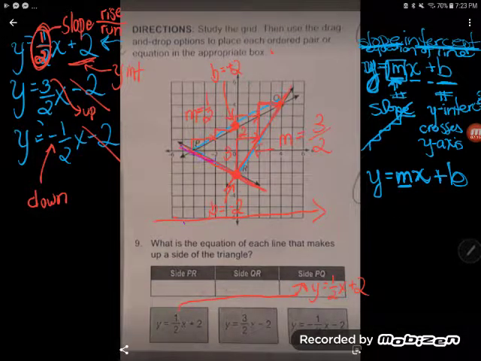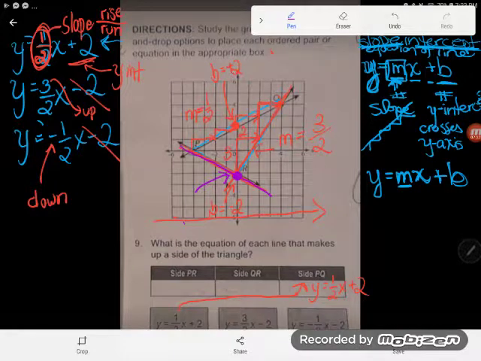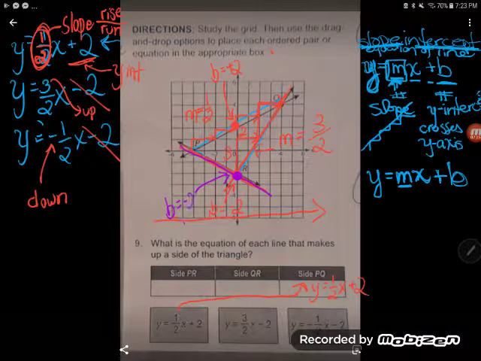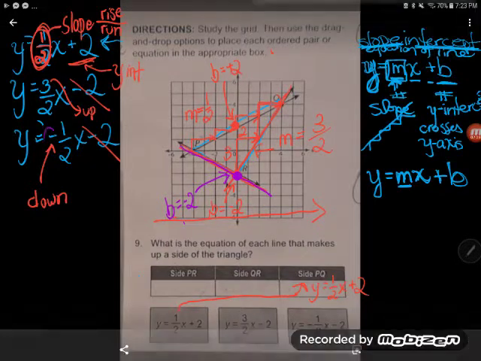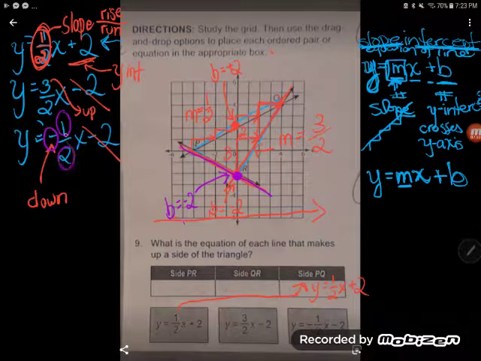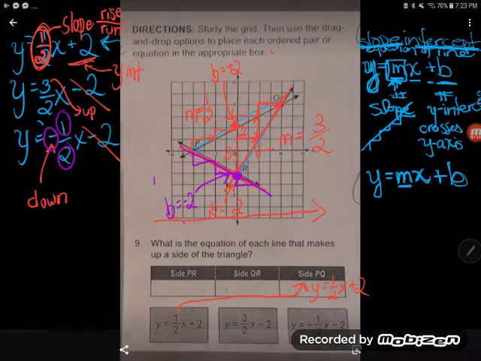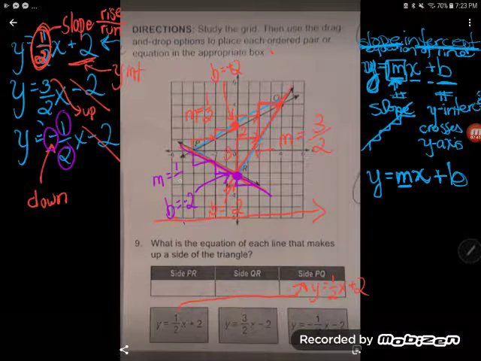Okay, this line here crosses at -2. It crosses the y-axis. That's the y-axis that runs up and down here. So it crosses at -2, so its y-intercept is -2. And it goes down 1 for every 2 it goes over. Take a look. Down 1, 2 over. So, yeah, it's got a slope of -1/2.